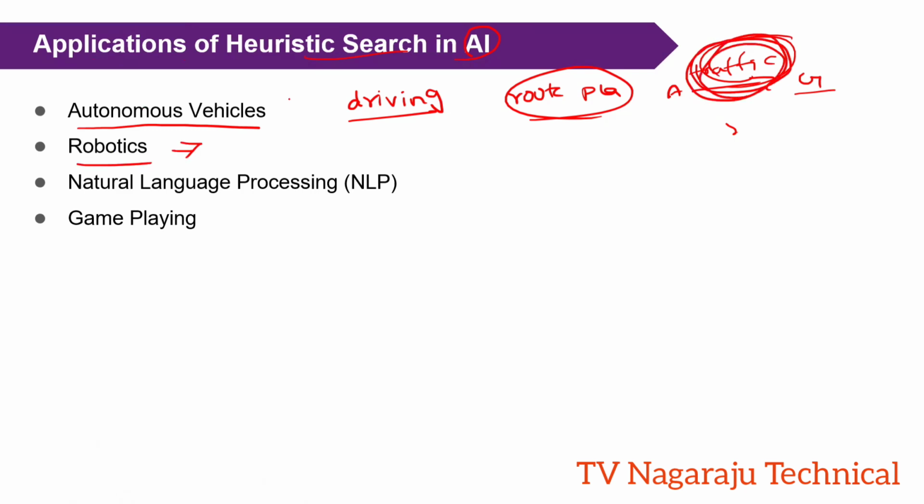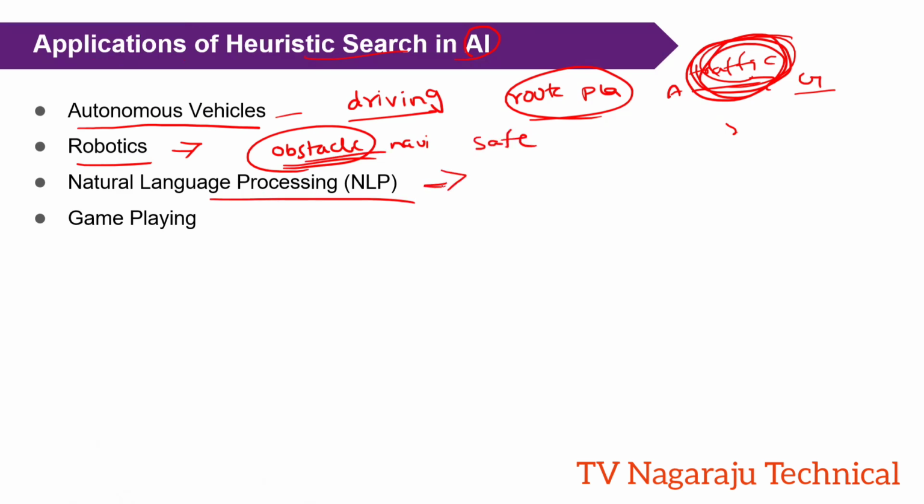Similarly, like autonomous vehicles, robotics also. Like pathfinding, suppose obstacle navigation. While the robot is moving, any obstacles that are there, how to move from one place to another place, and you need to find out the most efficient route, avoiding obstacles for ensuring safe operation.